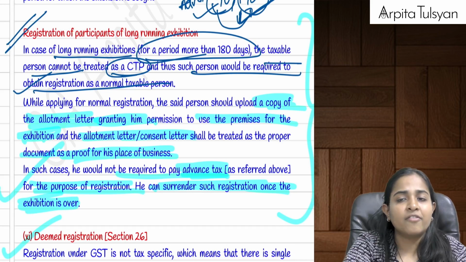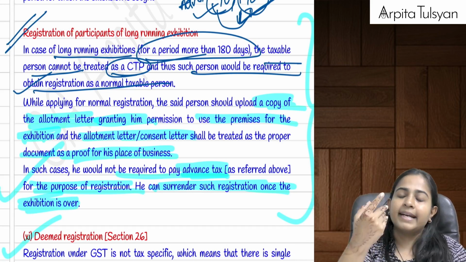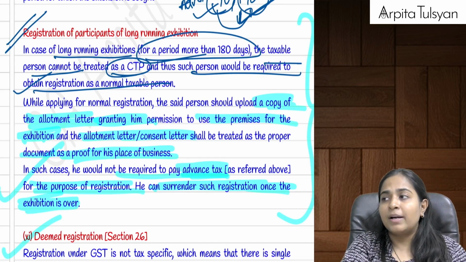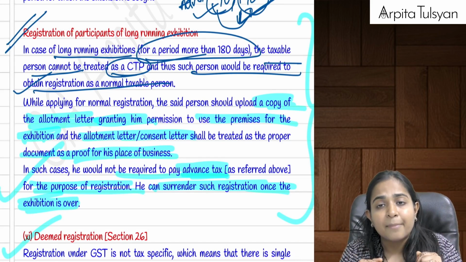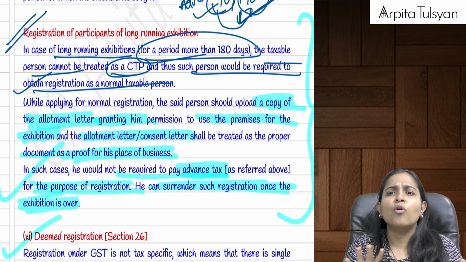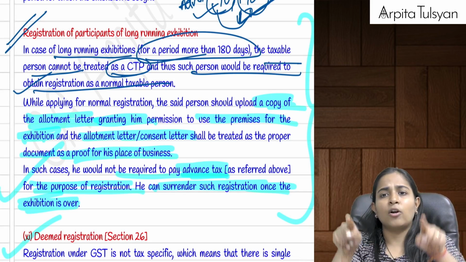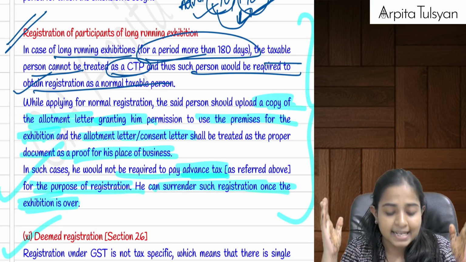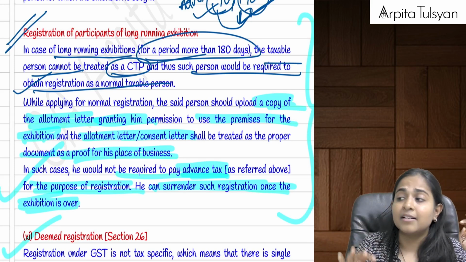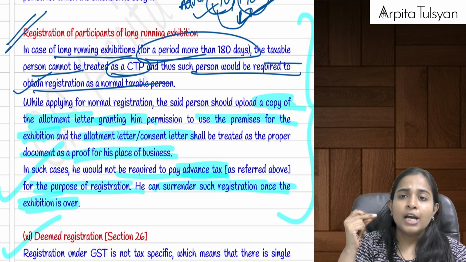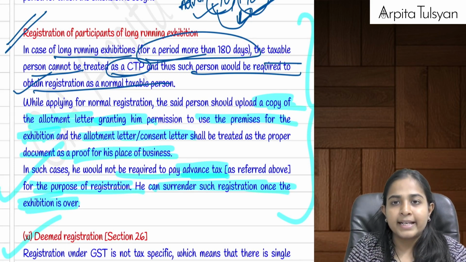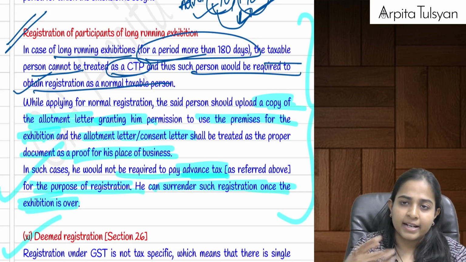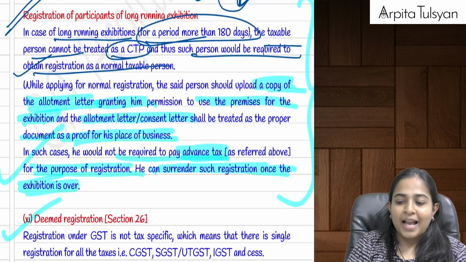If you want to get yourself registered for a period beyond that, get yourself registered as a normal taxpayer. Now when I am getting registered as a normal taxpayer, I will say that I don't have a fixed establishment in such other state. Government says no problem. The consent letter or allotment letter from the exhibition organizer that you would have got can act as the proof for your place of business. Use it, get yourself normally registered. Once that exhibition is over, you can surrender your registration. Are you clear with this?